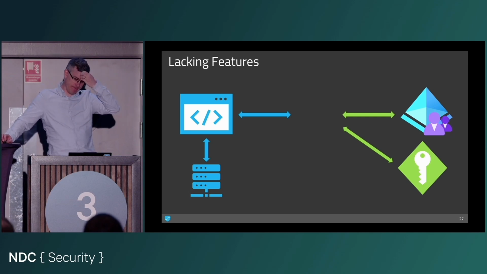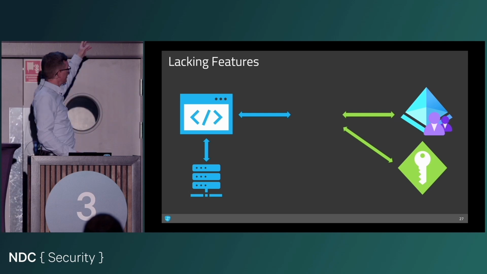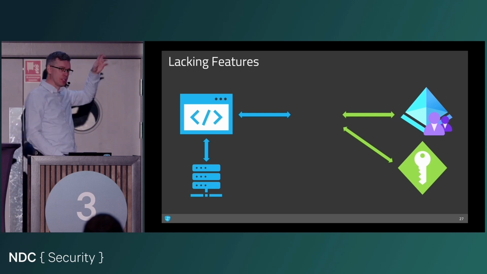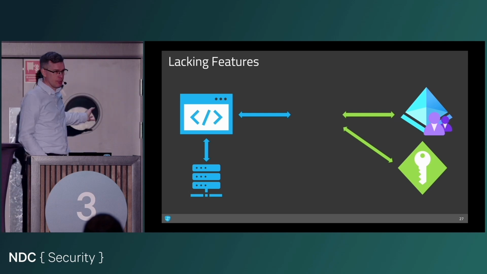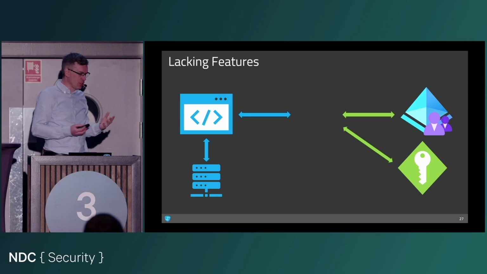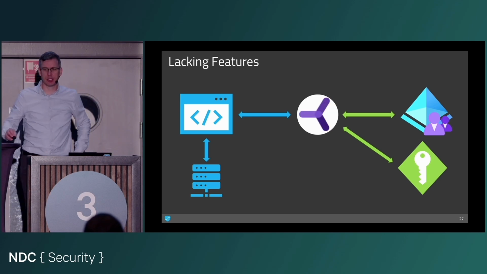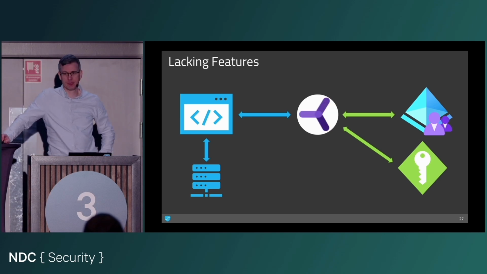But then we have the client application. We need to issue access tokens and use access tokens to call APIs. And Azure AD B2C can't really do that. So let's use Identity Server in between. My question here is, why Azure AD B2C at all?